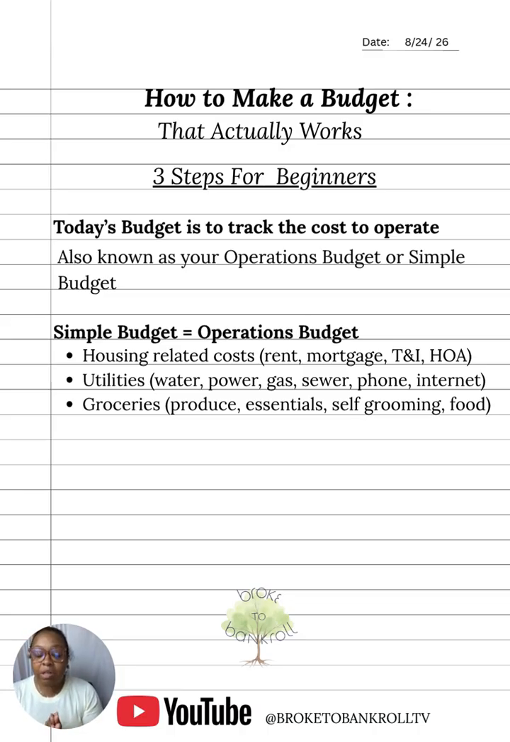All right. The next thing we're going to be looking at are utilities. So things like water, power, gas, sewer, phone, internet, home security systems, right? All of these things are a part of how you operate your home, so we have to account for them. Also, groceries. Now, this does not include eating out, okay? So we're just talking about simple produce, basic food items that you stock your pantry or your fridge with.